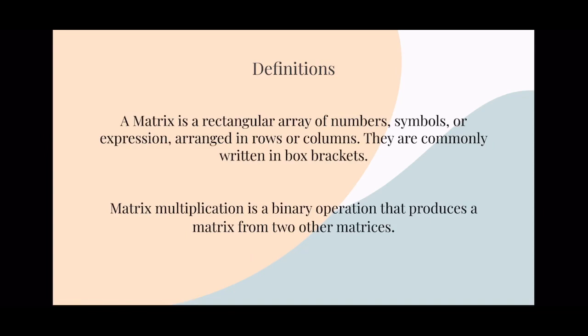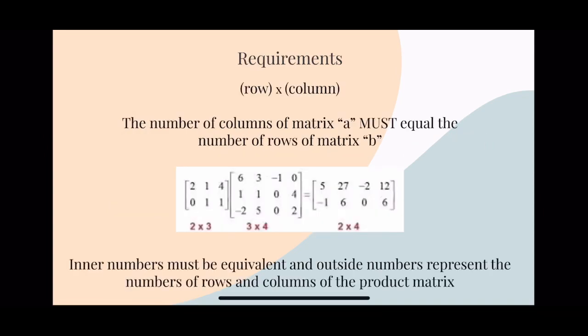Before performing the binary operations, it is important to understand the requirements that the matrices must follow in order to multiply. A matrix is defined by the number of rows multiplied by the number of columns. Now, for the two matrices to multiply, the columns of matrix A, or the first matrix, must be equivalent to the number of rows of matrix B, the second matrix. As you can see in the image, the first matrix is a 2 by 3, representing 2 rows and 3 columns. The second matrix is a 3 by 4, symbolizing that it has 3 rows and 4 columns.